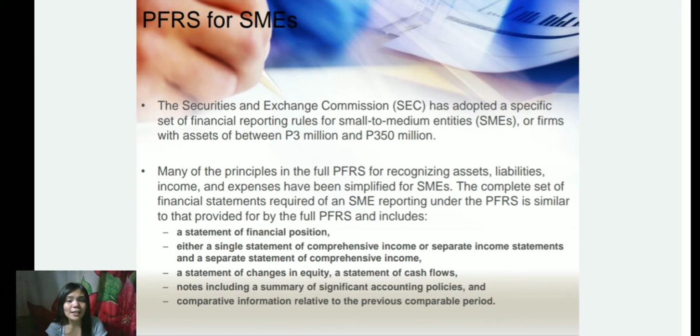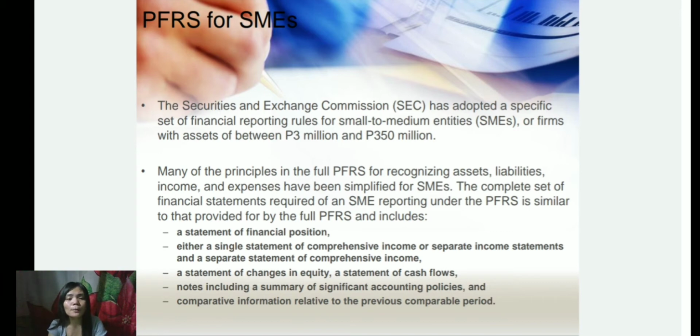So the Securities and Exchange Commission, or the SEC, has adopted a specific set of financial reporting rules for small to medium entities or firms with assets of between 3 million and 350 million. Many of the principles in the full PFRS for recognizing assets, liabilities, incomes, and expenses have been simplified for SMEs.